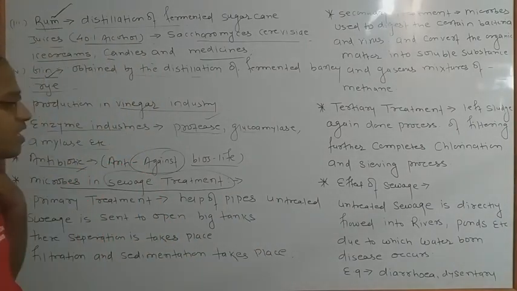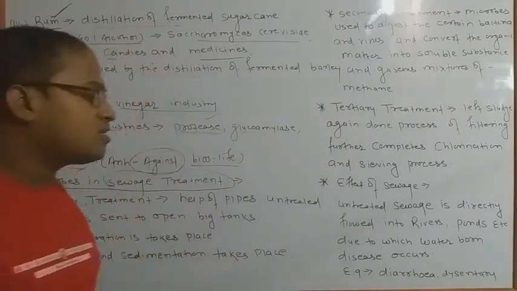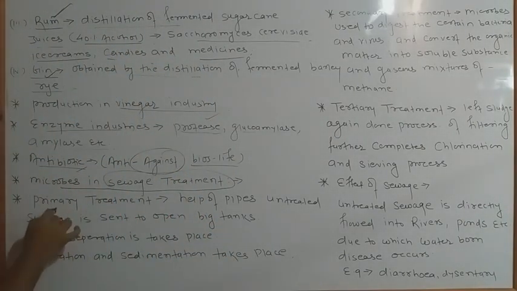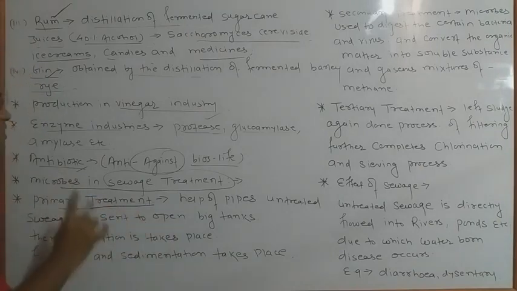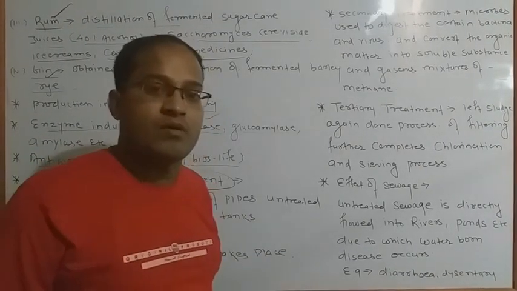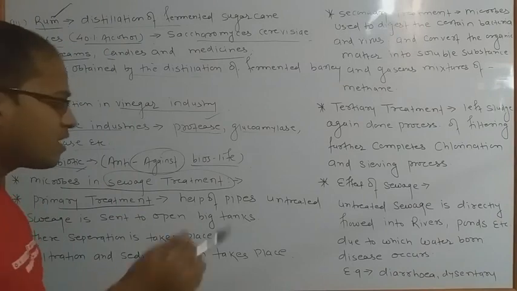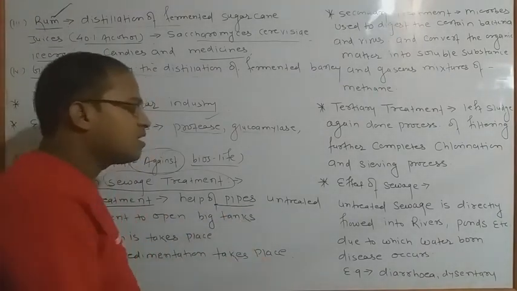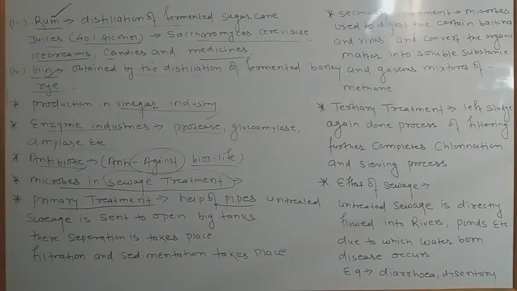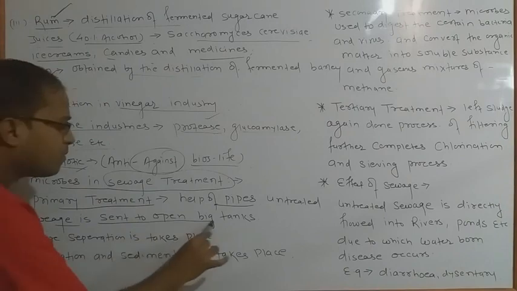Okay, now coming to the next part, how the treatment can be done by using microbes. Microbes are generally used for the treatment, and treatment is generally done in three steps: first, primary treatment, secondary treatment and tertiary treatment. Okay, so what do we do in primary treatment? Generally the different types of sludge are transported with the help of pipes, and this is untreated sewage. Generally we take the untreated sewage through the pipe and it is sent to open big tanks.